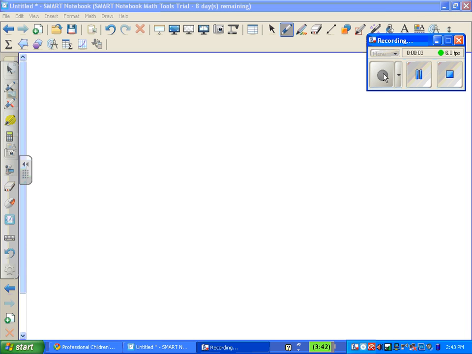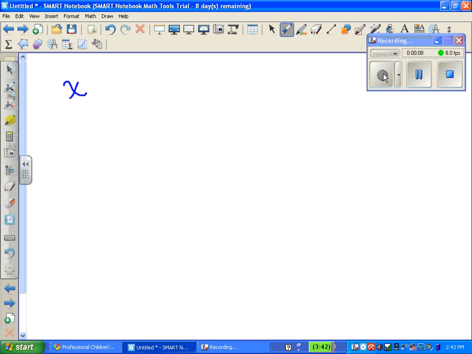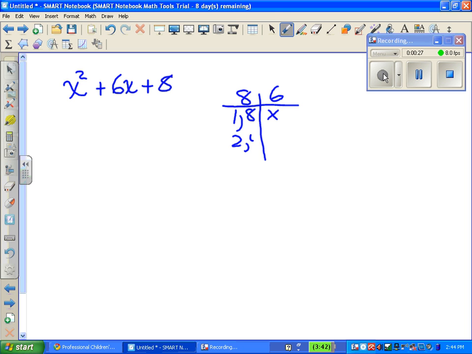Today we're going to work on factoring difficult polynomials. Remember, if we factor something like x squared plus 6x plus 8, then we just look at the factors of 8 that add up to 6. 1 and 8, no. 2 and 4, those work. So then we have the factors x plus 2 times x plus 4.